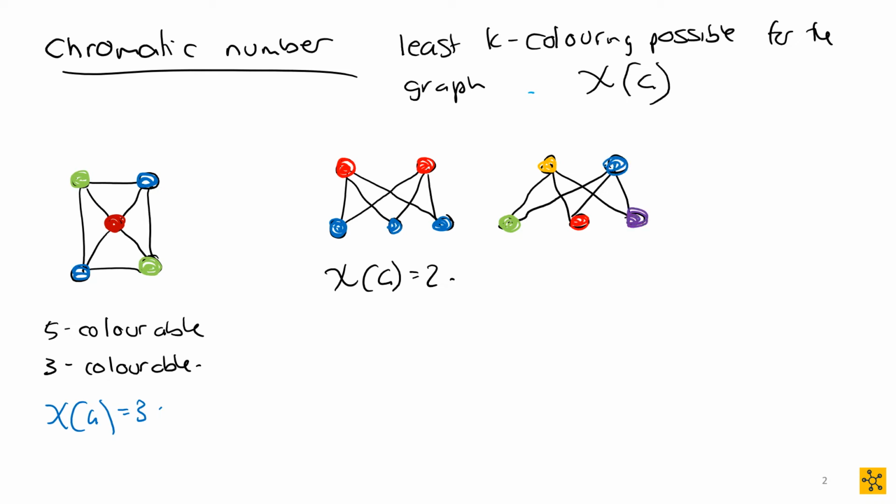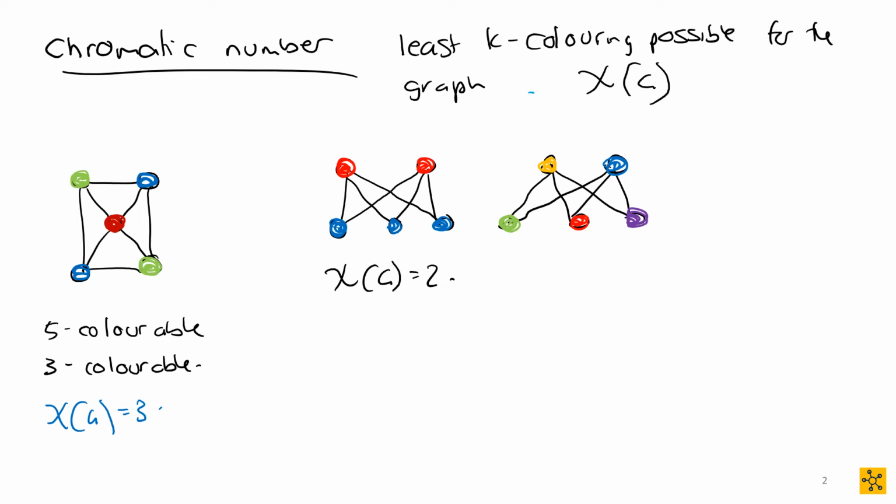So your chromatic number is the least K coloring possible, and then you're also going to have a situation where, when you look at a graph that has 5 vertices, it can at least be 5 colorable. But it's obviously going to be less than or equal to 5 colorable. And then your chromatic number is the actual least coloring possible for the graph.